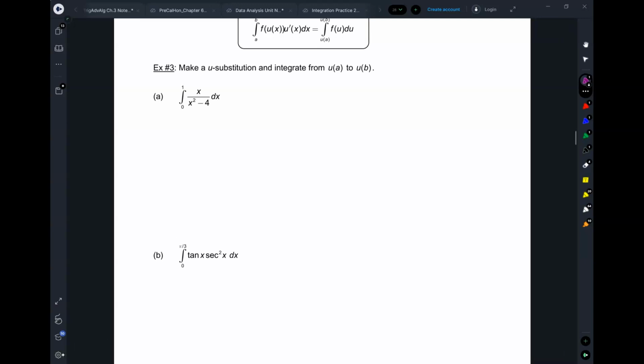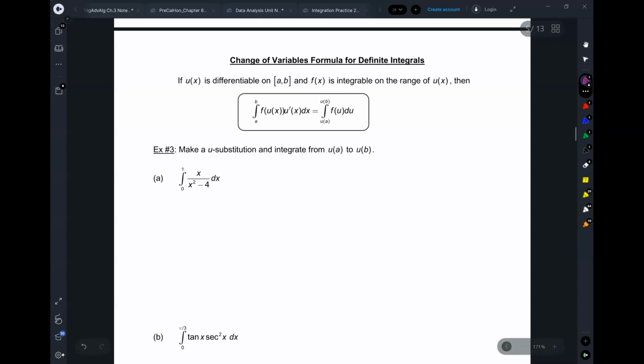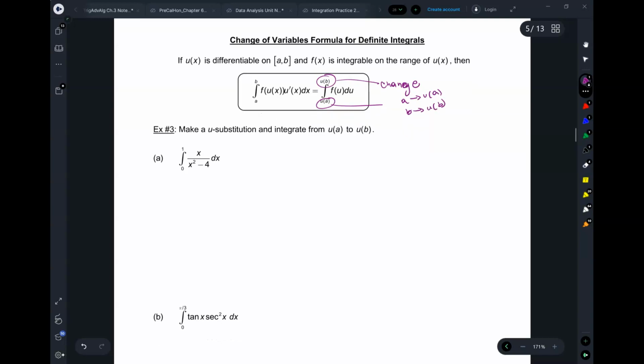I said you do what we just did, and then you just incorporate the bounds, right? Yes, and no. Basically, what you want to do is change these as well. So A becomes U of A, B becomes U of B.